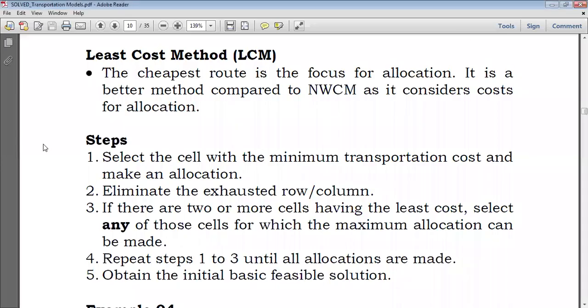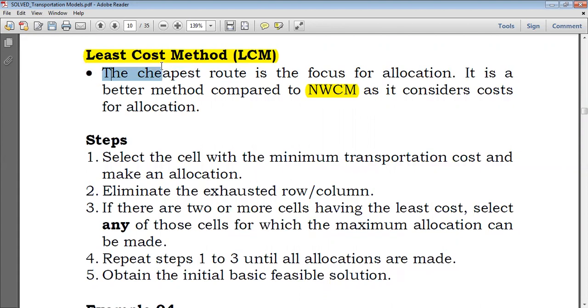Hello everyone, this is Hybrid Accounts, and today we're just going to take a look at the least cost method of the transportation problems. Transportation problem least cost method. Now, actually this is the better method compared to the northwest corner method. This one is the better method, and we say, how do we go about it?